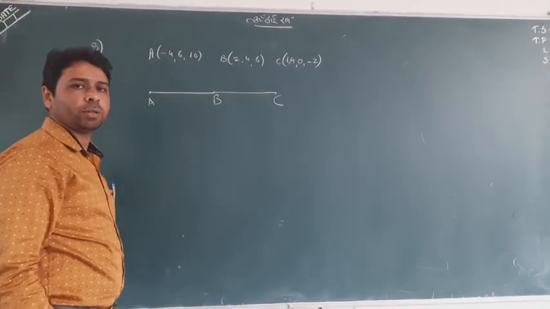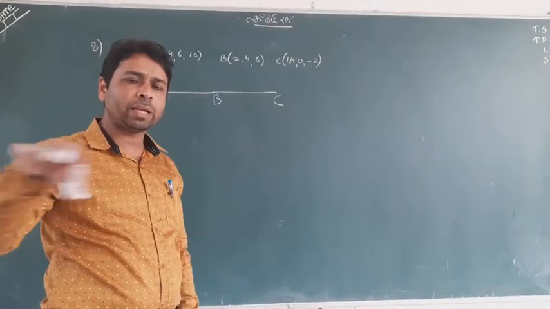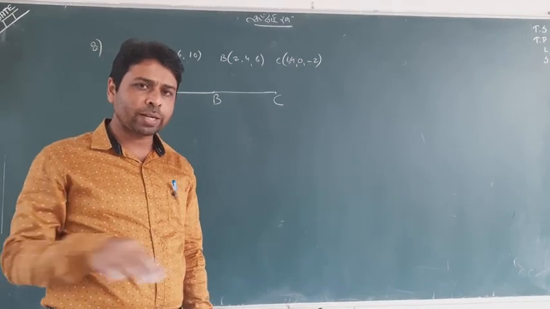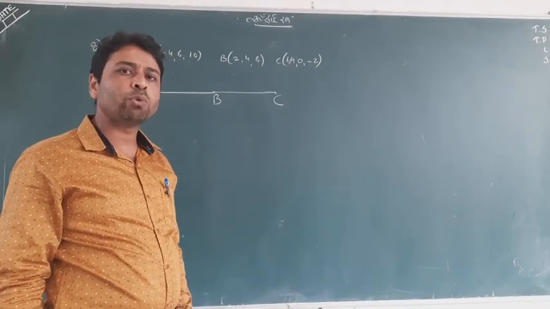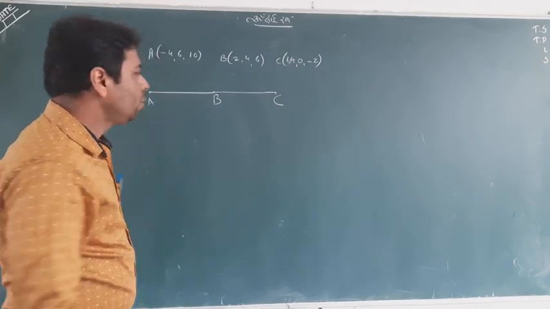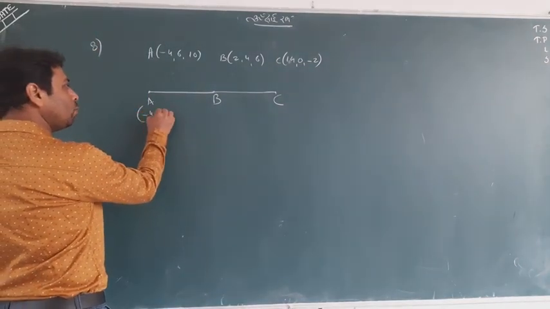They'll be like that. They are collinear points. They'll be in a line. We have to prove that. We have to prove that they are collinear points. So I tell you, we let only that this is (-4, 6, 10).